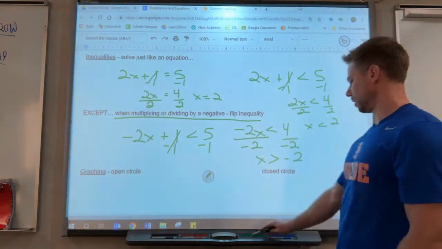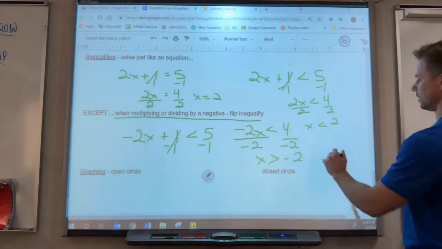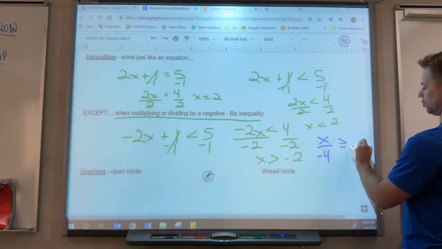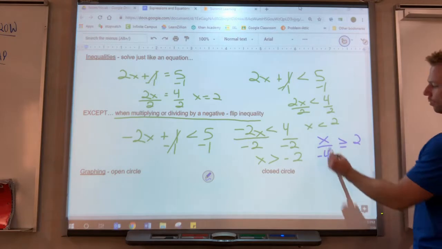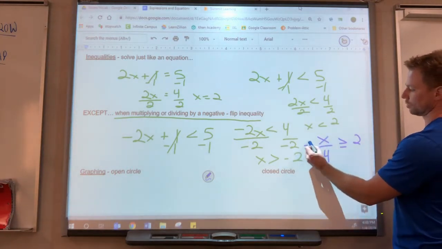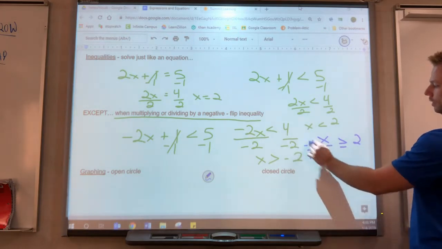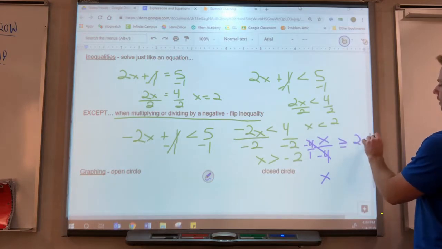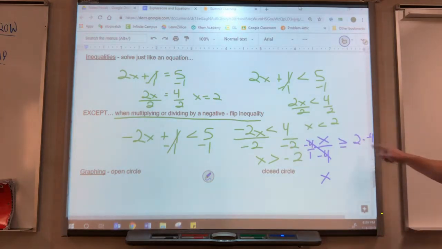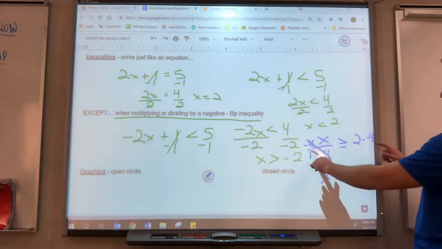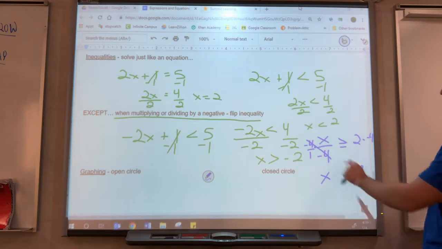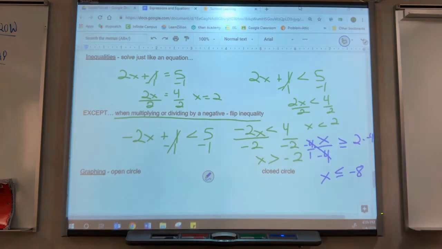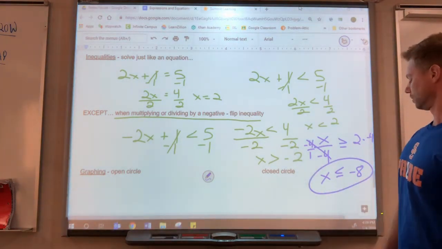Okay, an example of where you would multiply by a negative, let's say we have x divided by negative 4 is greater than or equal to 2. To get x by itself here, we have to do the opposite of dividing. So we have to multiply by a negative 4 over 1. Those cancel, leaving us with just x. What you do to one side, you do to the other side. So we multiply by a negative 4. 2 times negative 4 is negative 8. Since we were multiplying by a negative, we have to flip that inequality around. It becomes less than or equal to. So our answer would be less than or equal to negative 8.